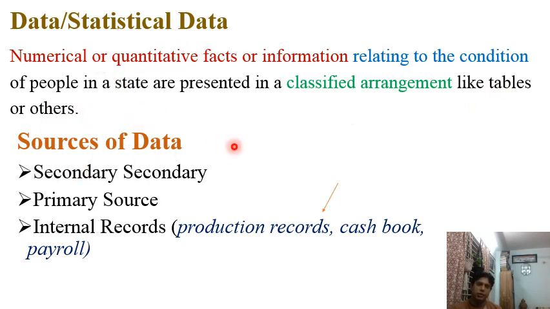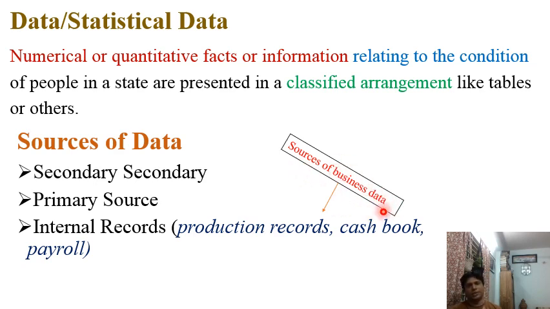So what are the basic sources of data? Data sources are basically categorized into three types: secondary data, primary source, and internal records of data. Internal records are mainly production records, cash book, payroll, etc. These are called sources of business data. Sometimes it may be asked to the students what are the sources of business data. So these are the basic sources of business data.